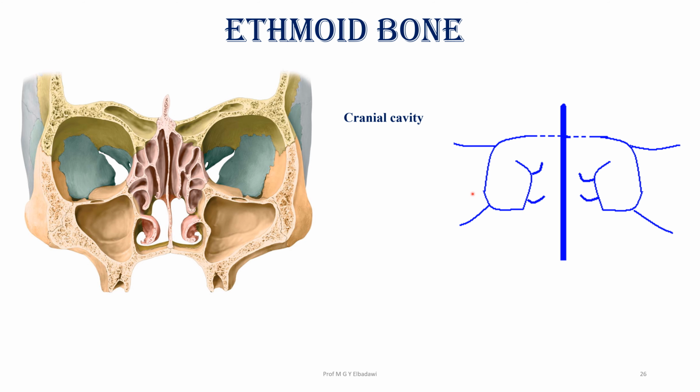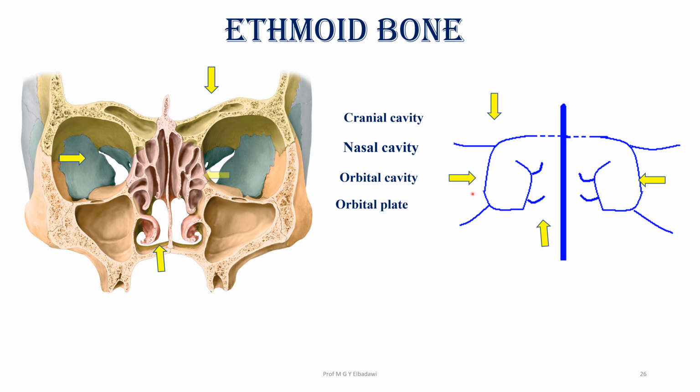So, in that diagram, we can see, as I said, the cranial cavity here, the nasal cavity over here, the orbital cavity over here. We can see the orbital plate forming the medial wall of the orbit. We can see the nasal plate forming, or sharing in the formation of, the lateral wall of the nose. And the perpendicular plate is divided, part in the cranial cavity above as the crista galli, and part in the nasal cavity, part of the nasal septum.